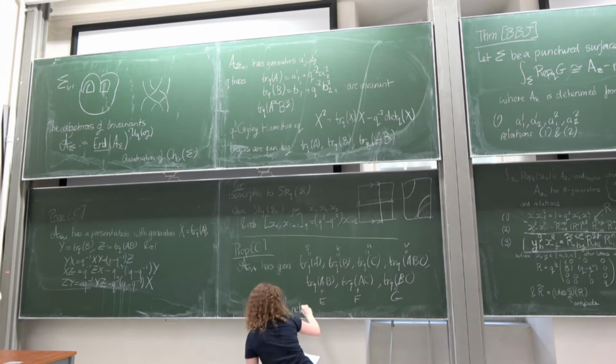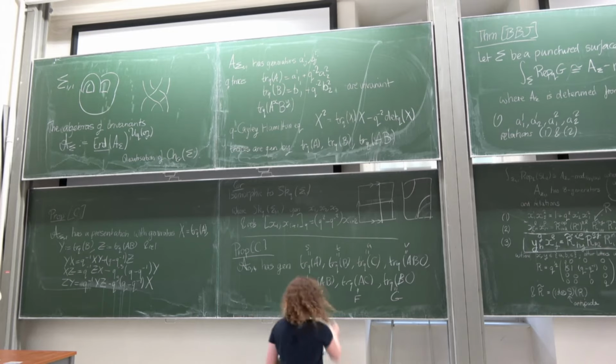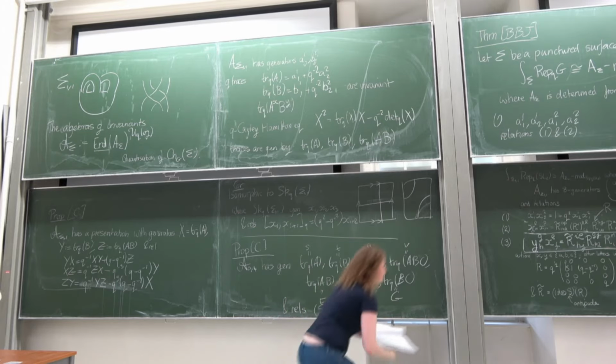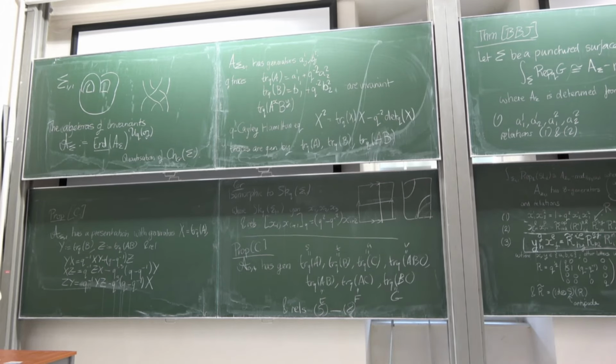and relations 5 to 8, aka these relations here. Again, these are relations for swapping F's and E's, G's and E's, U's, and this slightly complicated cubic relation at the end.